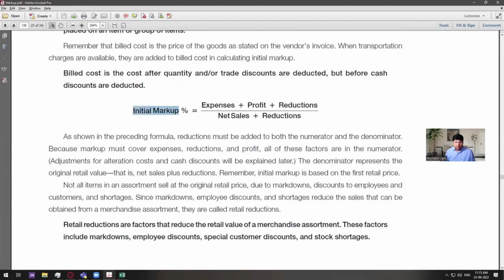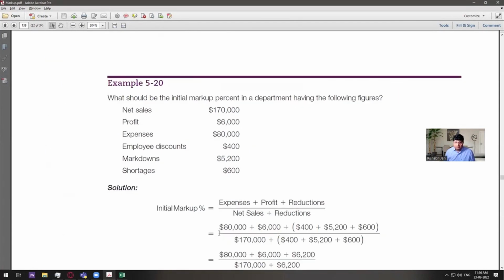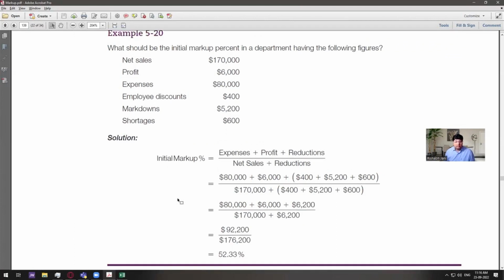So the formula for initial markup percent is expenses plus profit plus all these reductions that we mentioned below, divided by sales plus reductions. Again, all of these are mentioned below. So as a formula, here's something that you can look at, right? Here's an example. What should the initial markup percent in a department having the following figures be? In this case, we have net sales, profit, expenses, employee discounts, markdowns, shortages. Very tough to understand just looking at these numbers. But if you look at the solution, it makes it very easy, right?